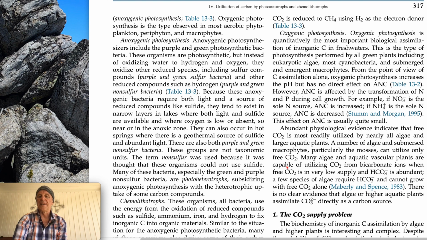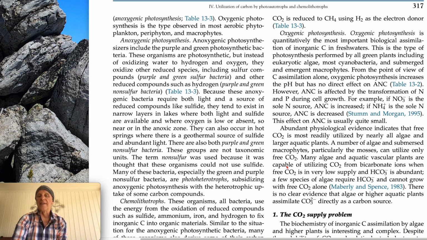This is the type of photosynthesis performed by all green plants, including eukaryotic algae, cyanobacteria, and submerged and emergent macrophytes. From the point of view of carbon assimilation alone, oxygenic photosynthesis increases the pH but has no direct effect on ANC. However, ANC is affected by the transformation of nitrogen and phosphorus during cell growth. For example, if nitrate is the nitrogen source, ANC is increased. If ammonium is the nitrogen source, ANC is decreased. This effect on ANC is usually quite small.